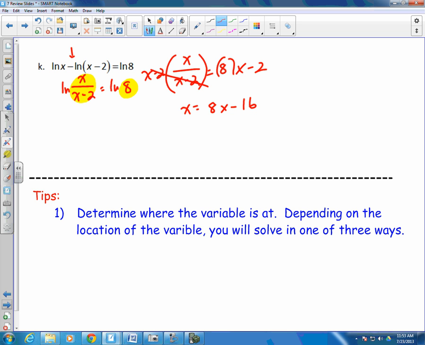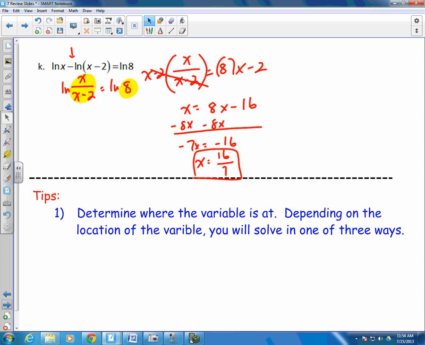All right. I'm going to subtract 8x. I get negative 7x equals negative 16. Divide both sides by negative 7. I get 16 sevenths. Okay, so not the prettiest answer, but the solving of it shouldn't be too crazy. You condense, set both sides equal. Again, what does it look like? Are there ln's on one side or are there ln's on both sides? Okay, in this case, if they're on both sides, it's even easier. You just set the parts inside equal to each other.